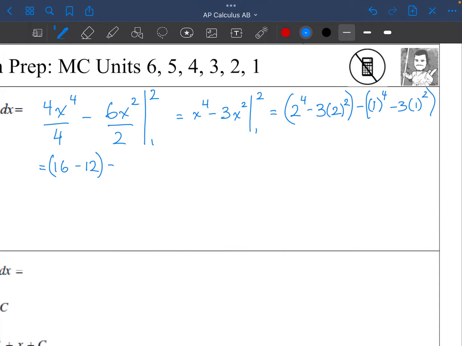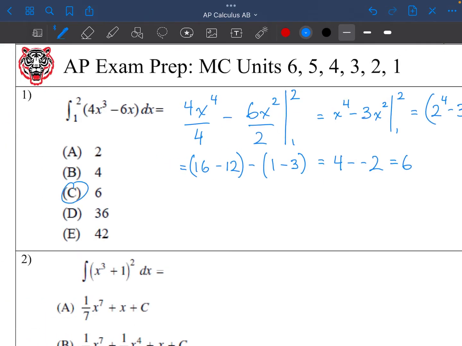There do need to be a set of parentheses there so I distribute the negative correctly. So there's that set of parentheses again. That's going to be 1 to the power of 4 is 1, 1 squared is 1, times 3 is 3, so 1 minus 3. And this is going to be 4 minus a negative 2, which is going to be 6. And hopefully that's an answer. Yes, all right, we got it. C.